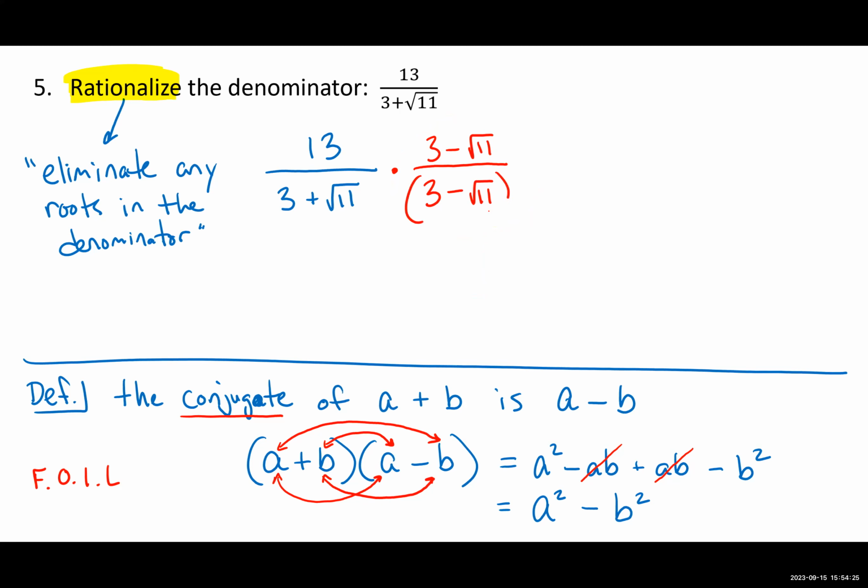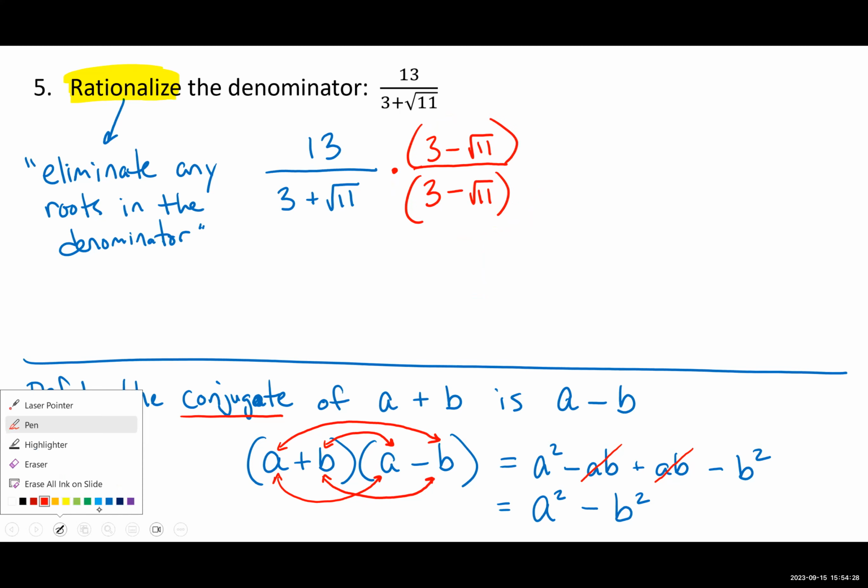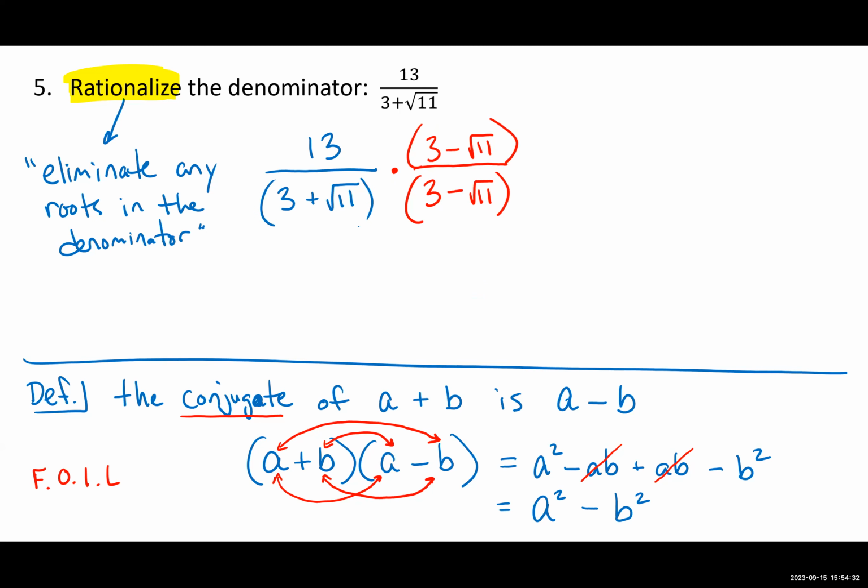Okay, so let me throw in some parentheses just so we make sure we're doing things correctly. On top, the 13 is going to hit the 3, and it's also going to hit the square root of 11. You're distributing the 13. So 13 times 3 is 39 minus 13 times the square root of 11. Well, that's just 13 square root of 11. And so that's the top of the fraction. 13 times 3, and then 13 times the minus square root of 11.